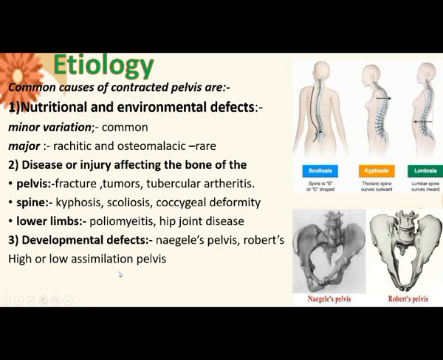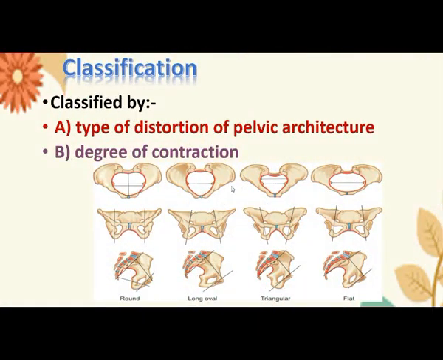So this is the etiology that we already said: nutrition and environmental defects, disease or injury affecting the bone, that is pelvis, spine, lower limbs, and developmental defects. Next we can see the classification. There are two types by which it can be classified. First, the type of distortion of the pelvic architecture. And second is the degree of the contraction. So each one we can see in detail.